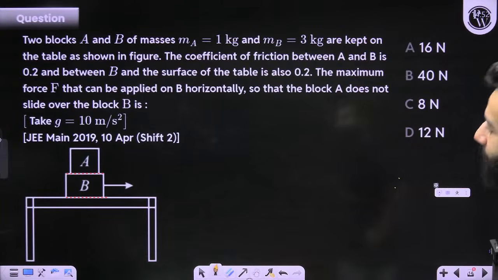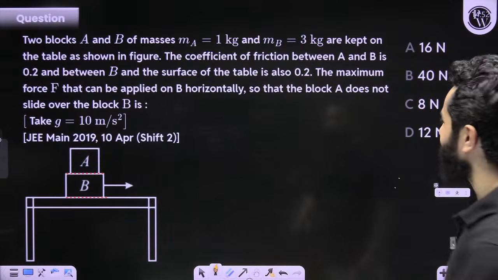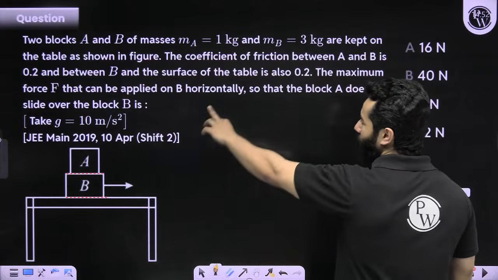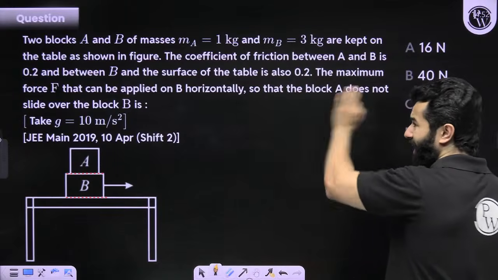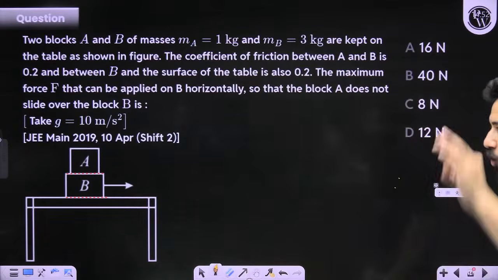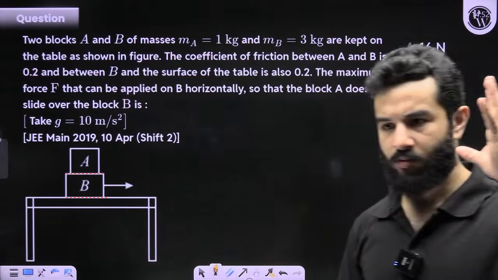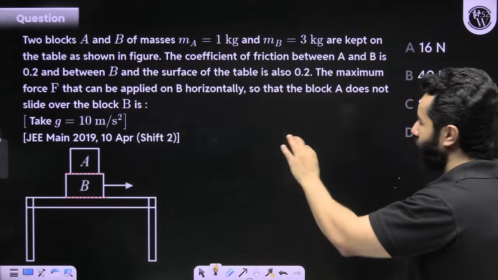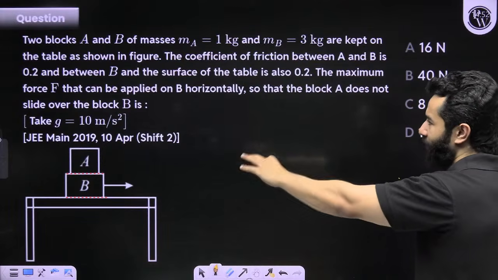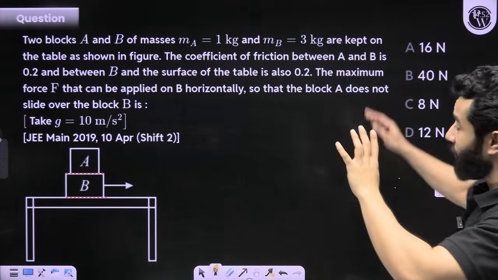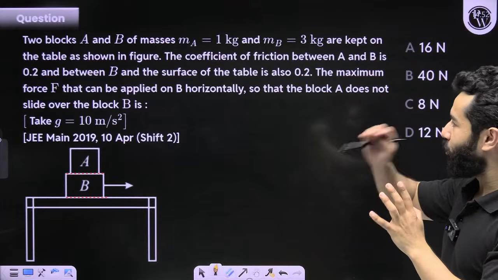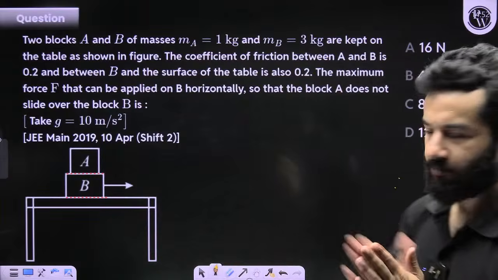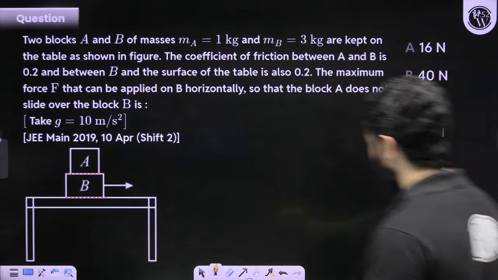Two blocks A and B. Now let's solve this particular problem. They are saying the maximum force F that can be applied on B horizontally so that the block A does not slide over the block B. Hopefully now the last question is all sorted. You have to find out the maximum force F so that the block A does not slide over. Come on, let's start. Be quick.